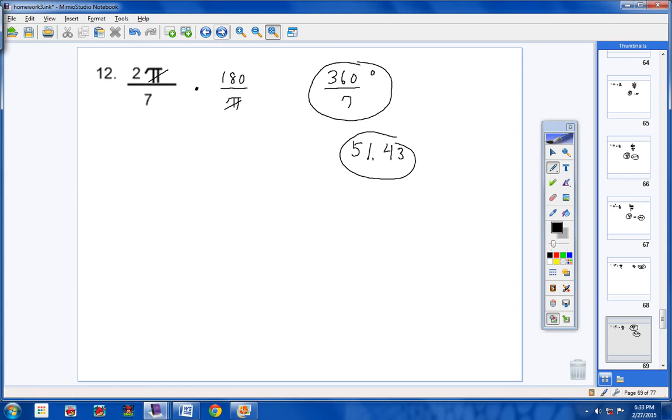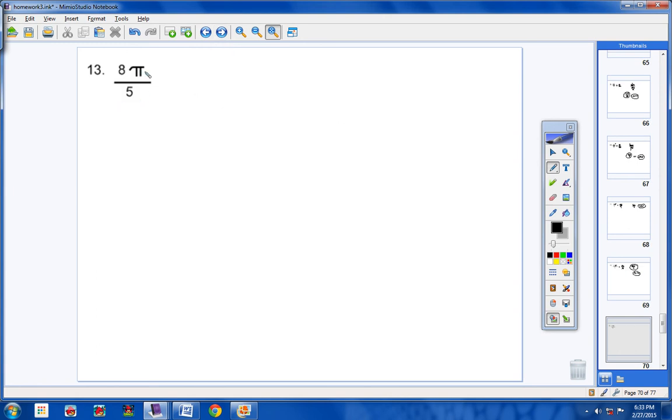Okay, moving on to number 13. We're going to convert radians to degrees. Anytime you do that, you're going to want to multiply by 180 over pi. Your pi's will cancel. 8 times 180 is going to give you 1,440, and 5 times 1 is 5. 1,440 divided by 5 will give you 288 degrees.